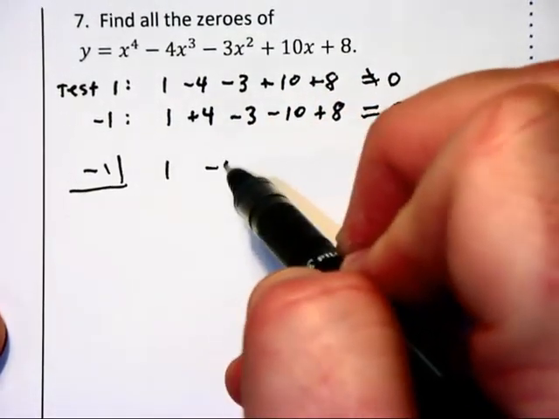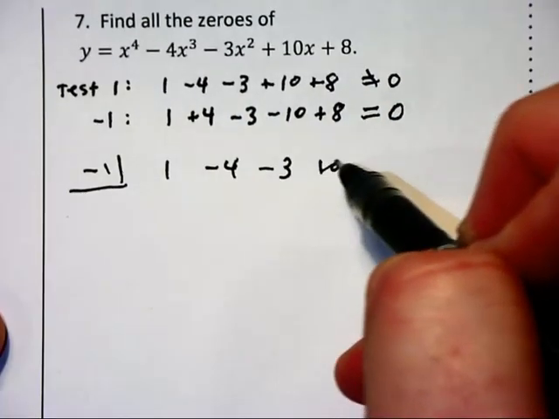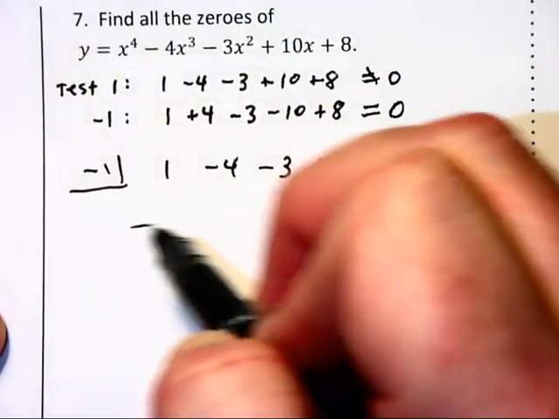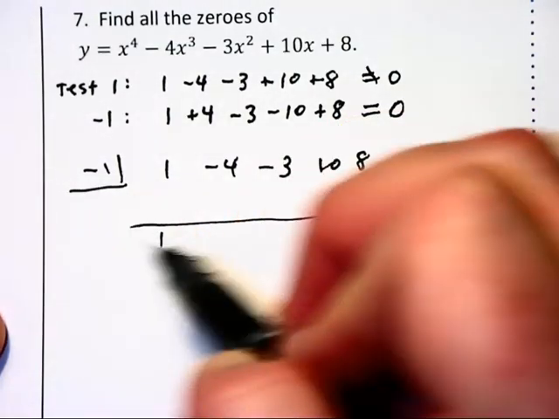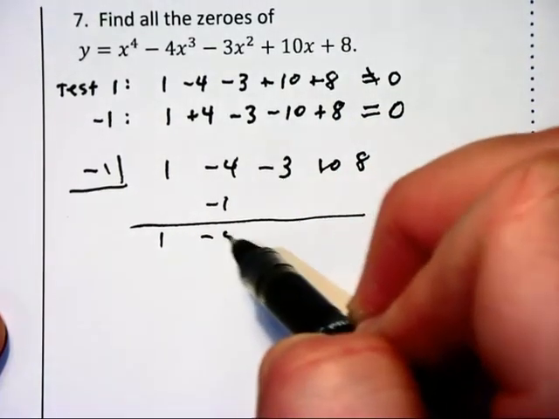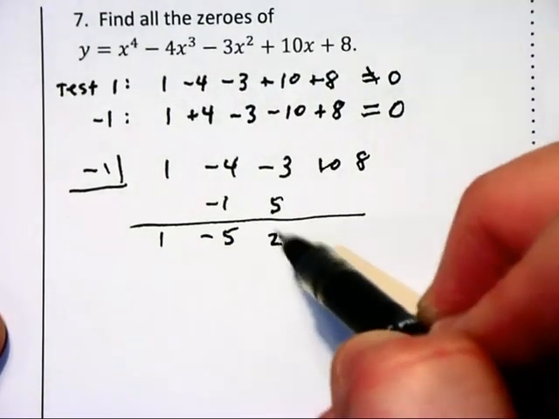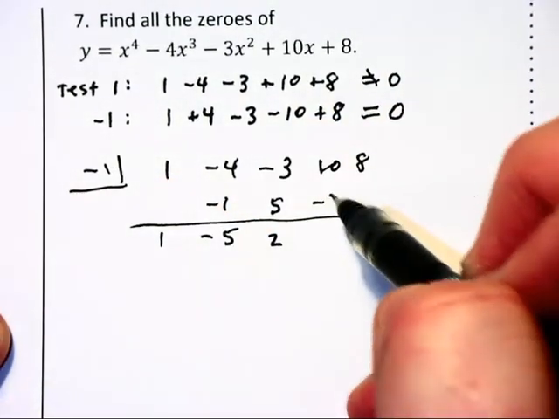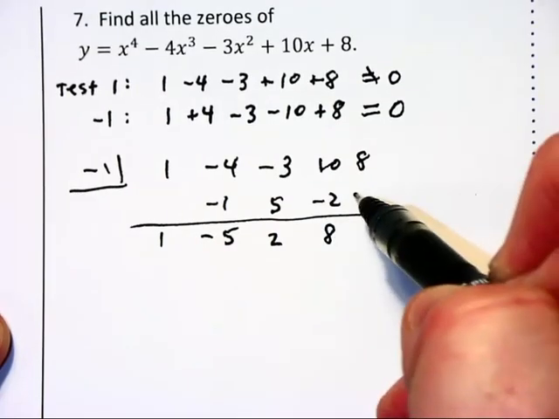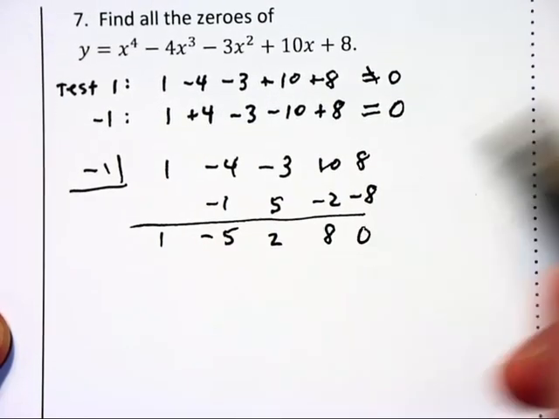Here's our 1, negative 4, negative 3, positive 10, positive 8. Bring down the leading coefficient. Negative 1 times 1 is negative 1. Add down to get negative 5. Negative 1 times negative 5 is positive 5. Add down to get 2. Negative 1 times 2 is negative 2. 10 minus 2 is 8. We're going to get a negative 8 right there and a 0 beneath.